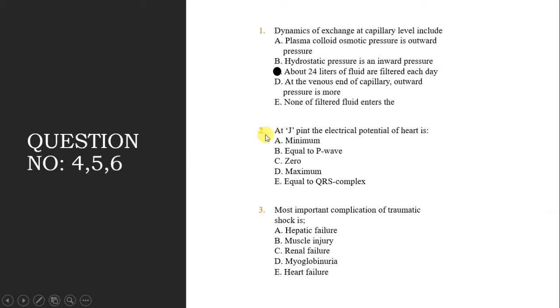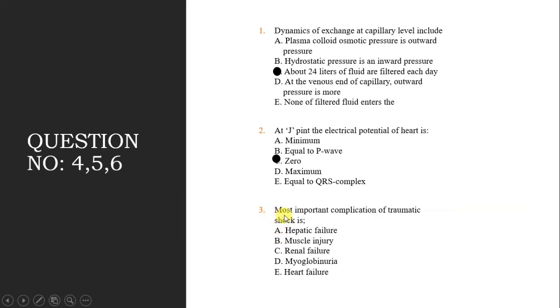Question number 5 says, at the J point the electrical potential of the heart is: minimum, equal to P wave; 0; maximum, equal to QRS complex. The J point is basically a point which follows the QRS complex and it is equal to zero potential. When we see the ECG, the electrocardiogram, we will note that after the QRS complex, there is a point where there is no electrical potential, and that point is called the J point.